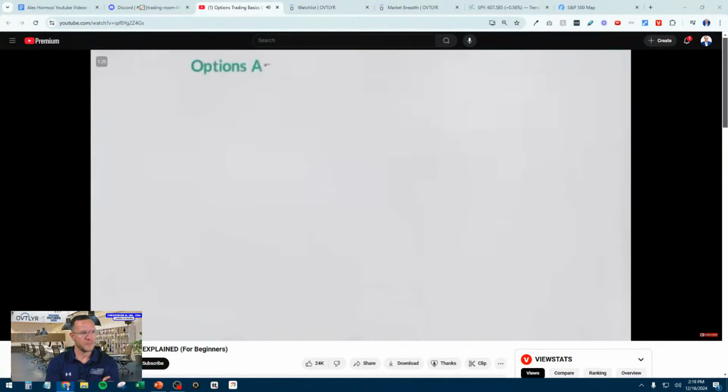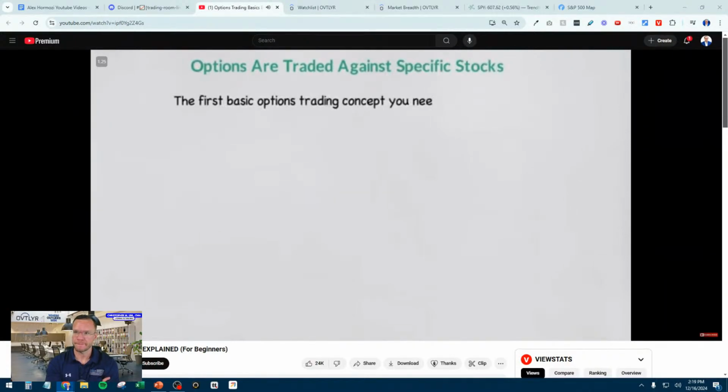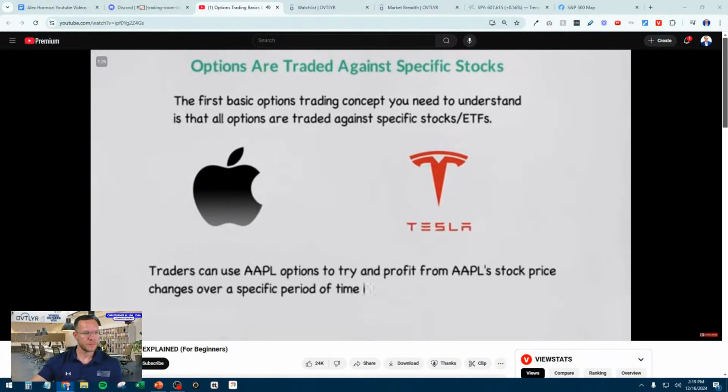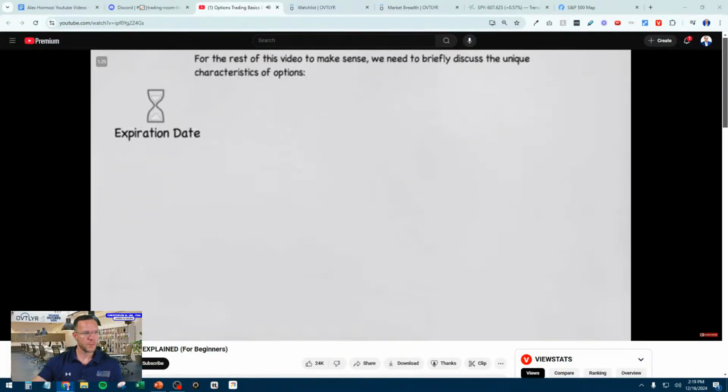Now, the first concept that you need to understand before we move on to the more specific details is that options are traded against specific stocks. So when we talk about options, we have to talk about the options of a specific stock. So for instance, Apple and Tesla both have their own options that traders use to try and profit from the future stock price movements in those specific stocks. Now, unlike stocks, which are just shares of stock that are bought and sold, options have unique characteristics that we need to talk about before we get into the rest of this video. Otherwise, nothing's going to make any sense.